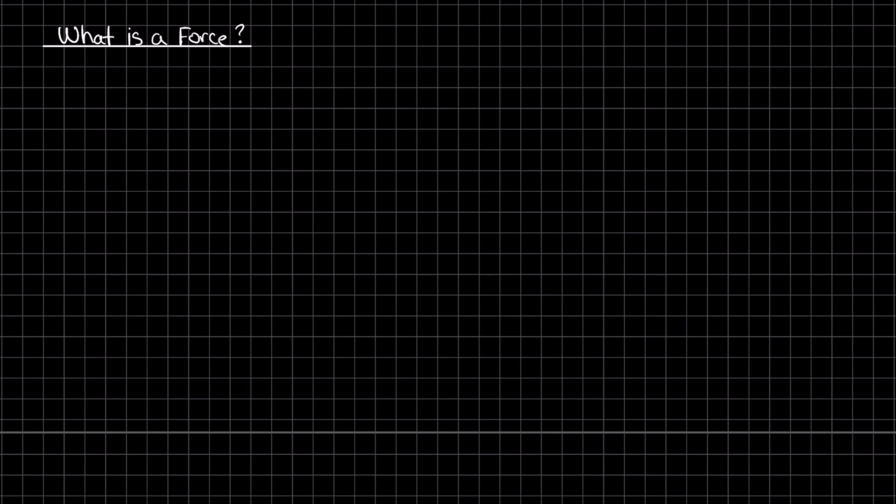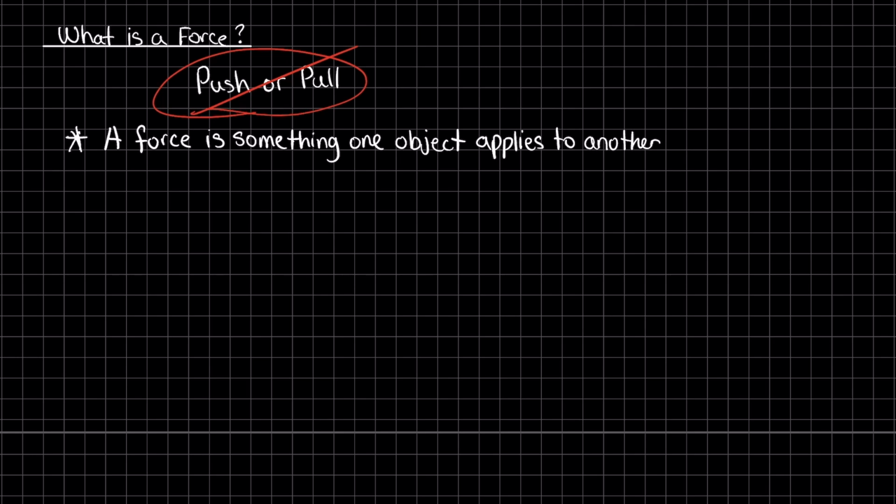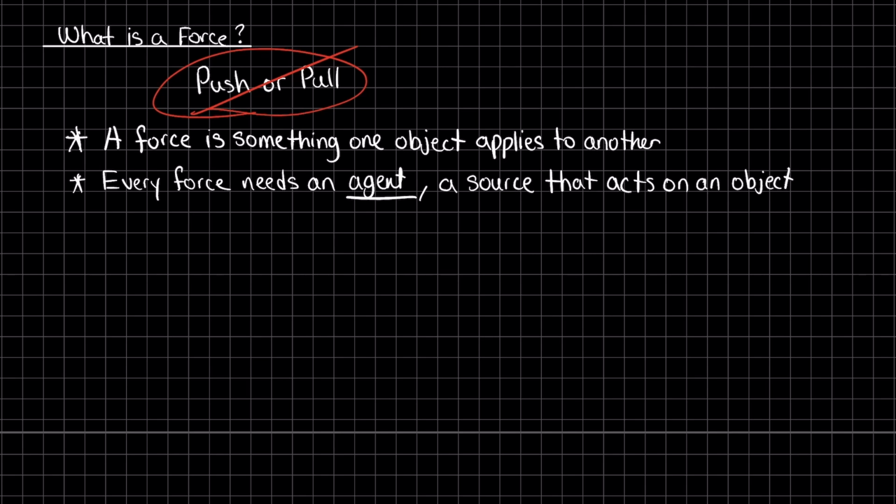Now let's get more precise about what a force is. You might think of a force as a simple push or a pull, but there's more to it. We talk about a force as a specific action, something one object applies to another. And here's an important point. Every force needs an agent, which is a source that acts on an object. Here's another way to think about this. In other words, when we say that every force needs an agent, we are just saying that a force has a specific identifiable cause.